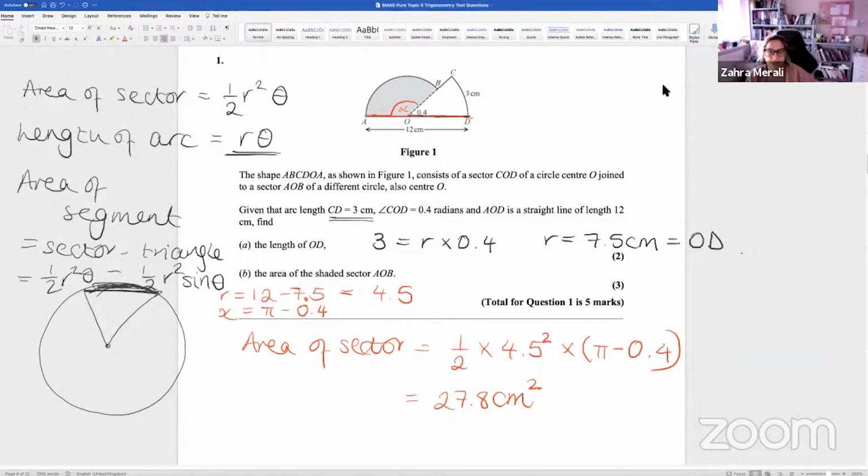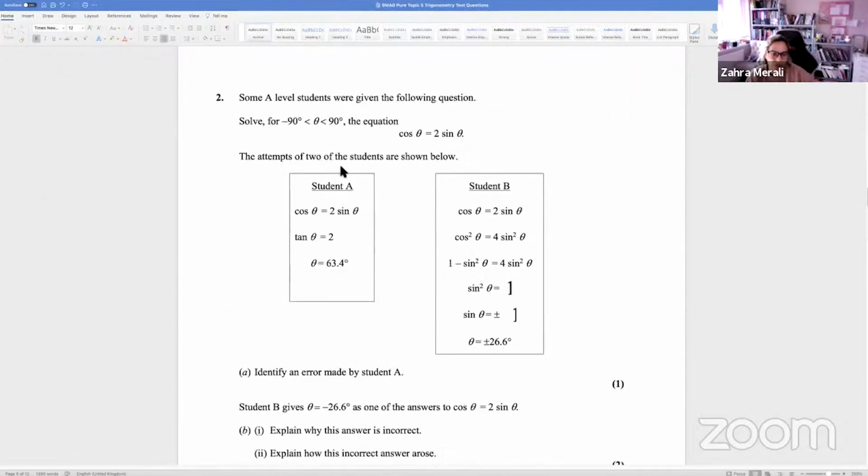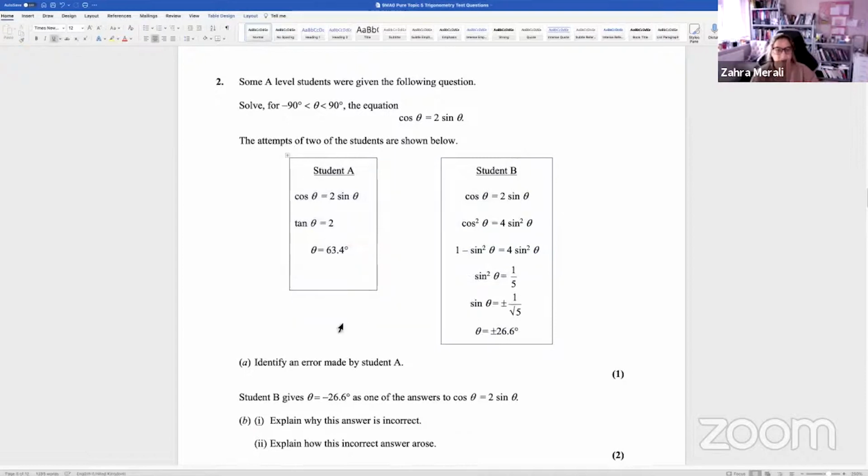Right, next question. Let's scroll up. Okay, question 2. Some A-level students were given the following question. 2 attempts are shown below. I think something happened a bit strange with this. You can't show that yet. Identify an error made by student A.